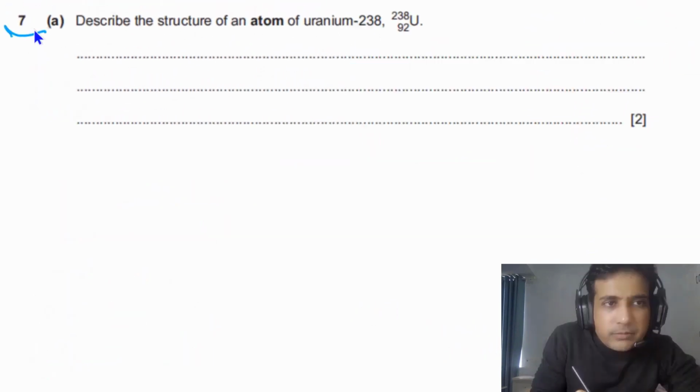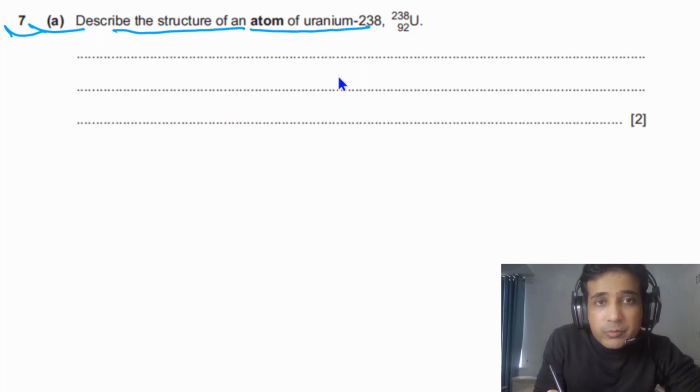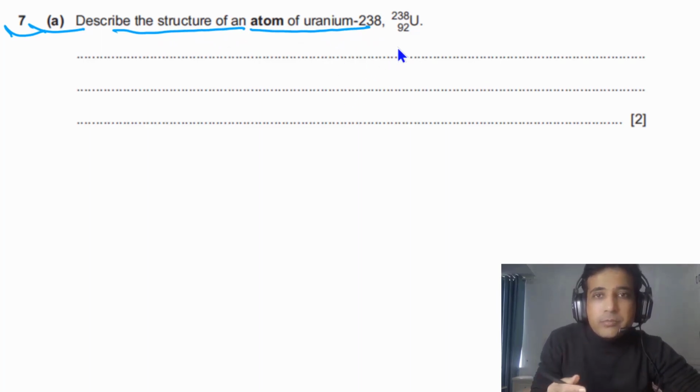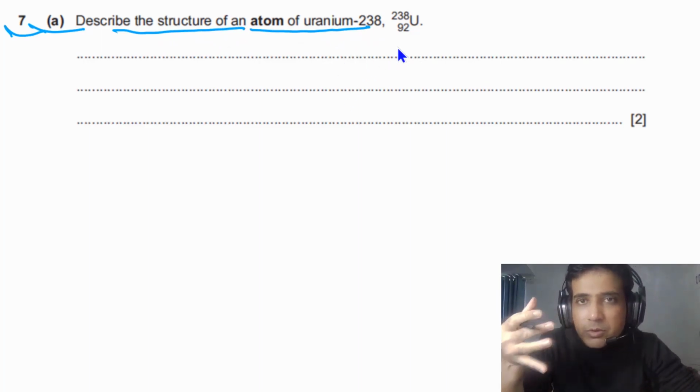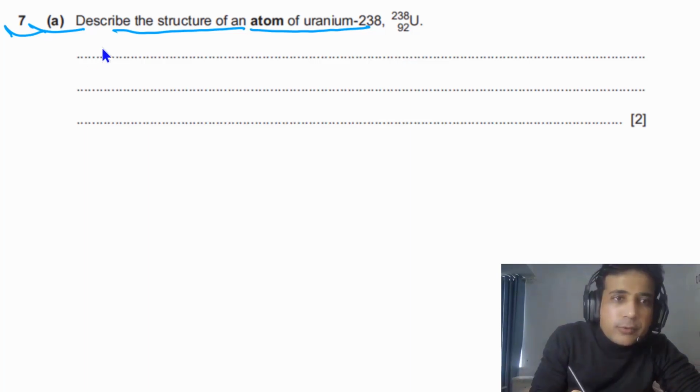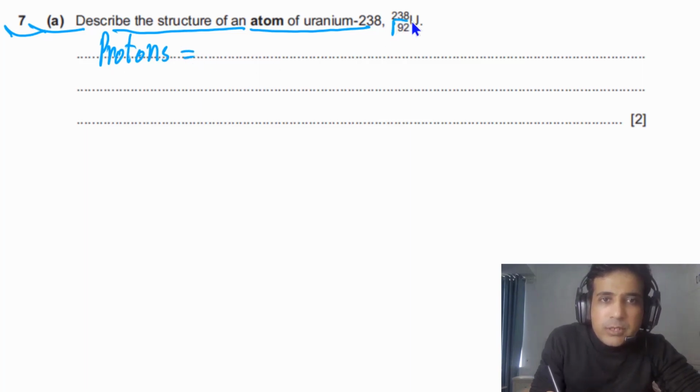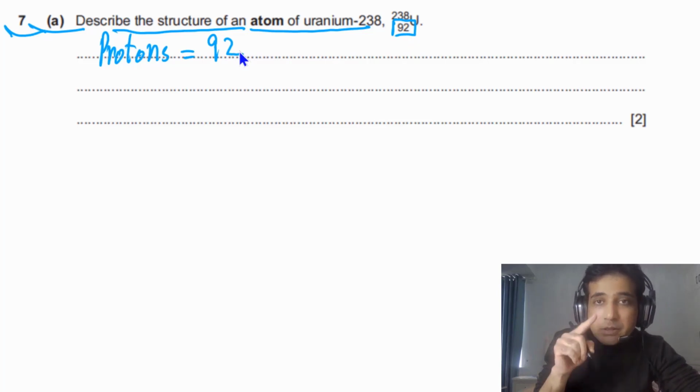For question number 7, part A, we need to describe the structure of an atom of uranium-238. Structure means we need to talk about protons, neutrons, and electrons. So first of all, let's write down the number of protons. So simply we can say it has 92 protons. And the number of protons in an atom is also equal to the number of electrons.